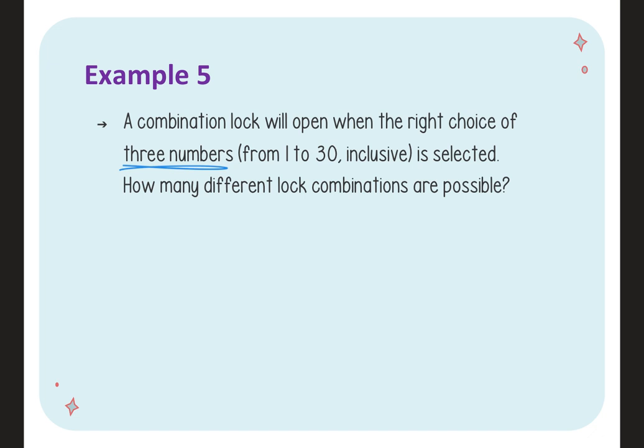It doesn't say 3 digits. It says 3 numbers. So here's the first number. Here's the second number. I should have said first number, not number 1. And here's the third number. Wait for it.